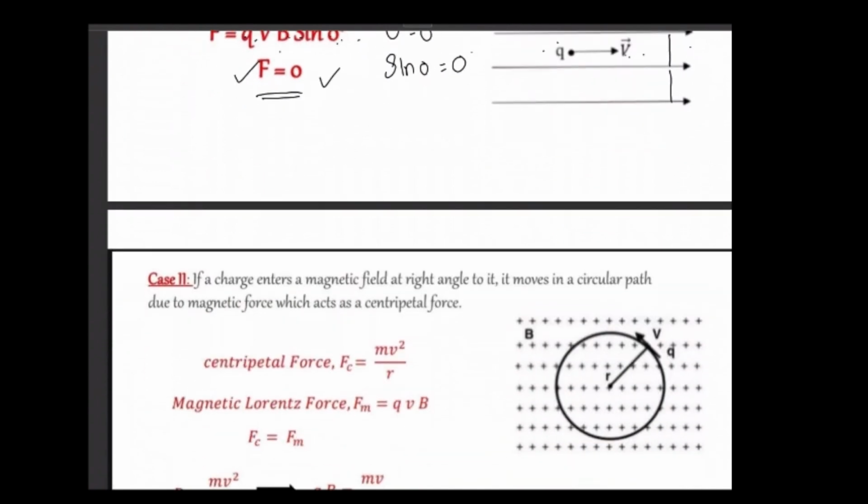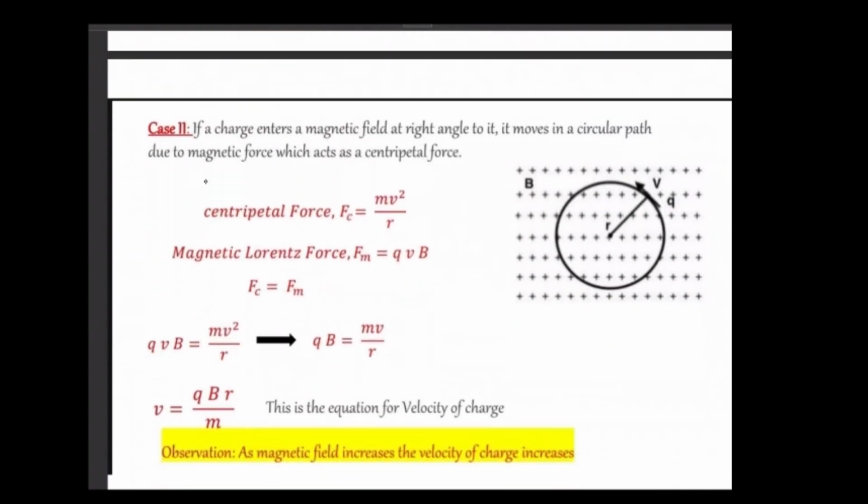Now we are going to move on to the second case. If a charged particle enters a magnetic field at right angle to it, that means the angle between V and B is 90 degrees, then it will get a force, and that force will cause the charged particle to move in a circular path. The magnetic force it gets during that time acts as a centripetal force. You know, for moving in a circular path, we need centripetal force. So the centripetal force required for that purpose is supplied by the magnetic Lorentz force.